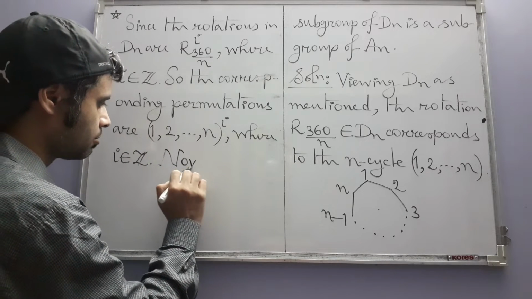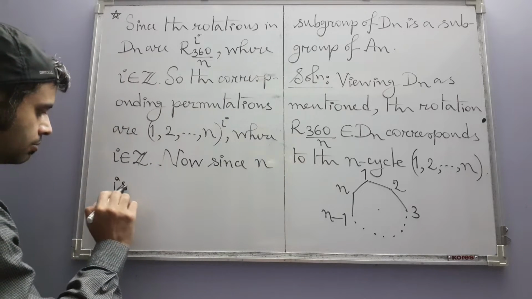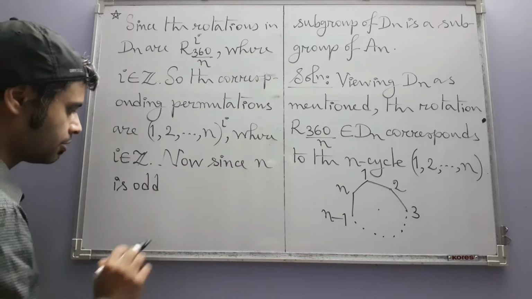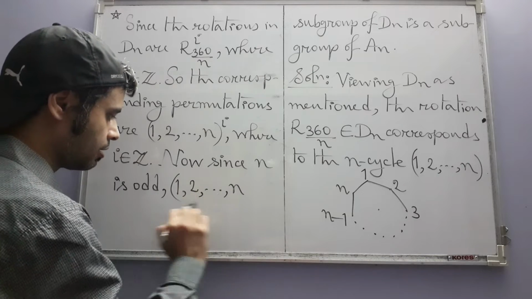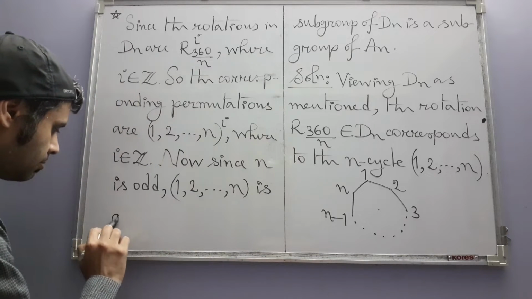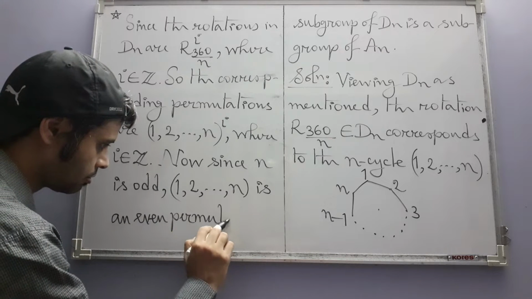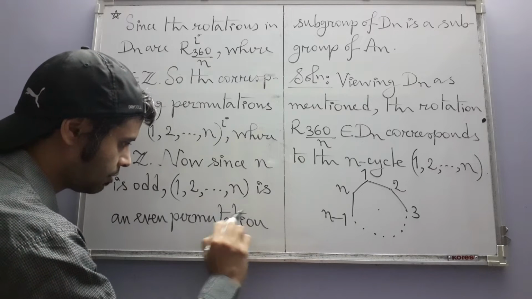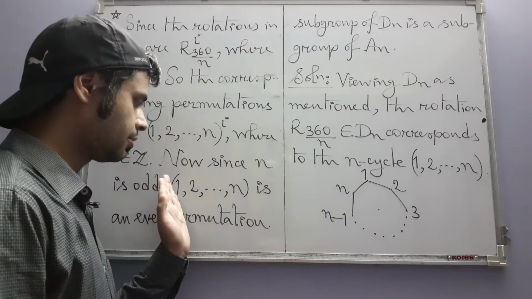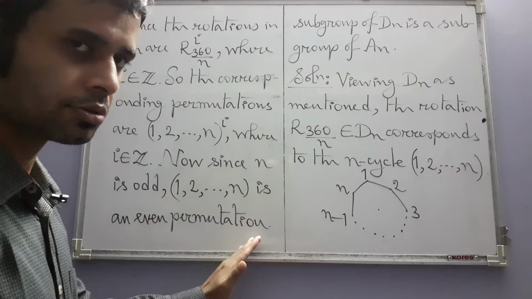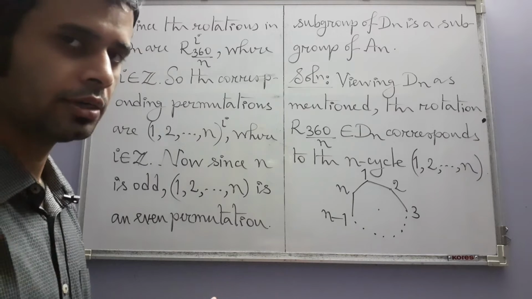Now, since n is odd, it's given that n is odd, this n cycle is an even permutation. In fact, we know much more. We know more than this, that not only is this true, but the converse is also true. In fact, this is an even permutation if and only if n is odd.